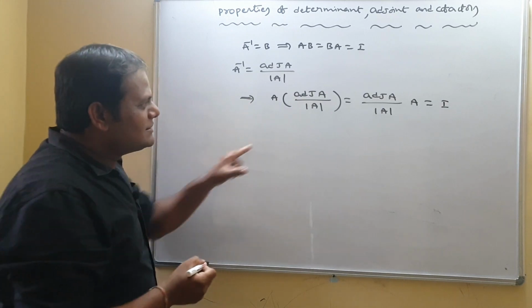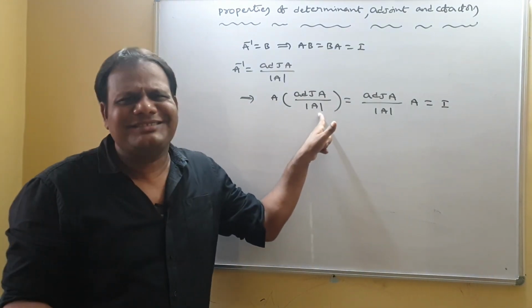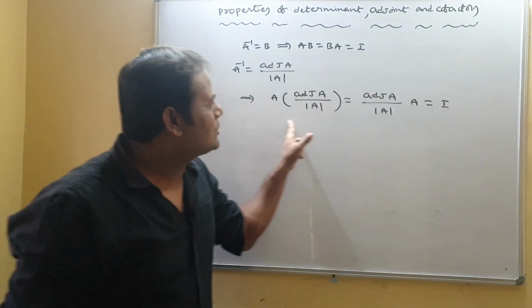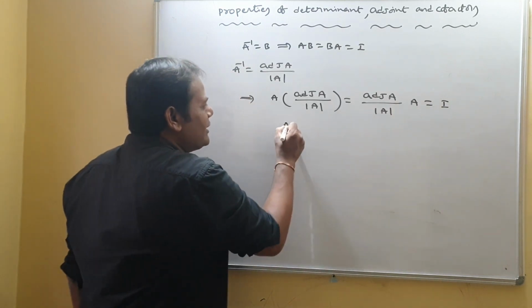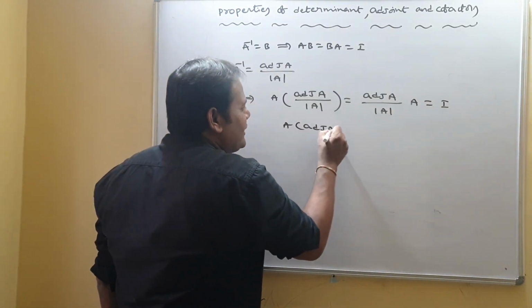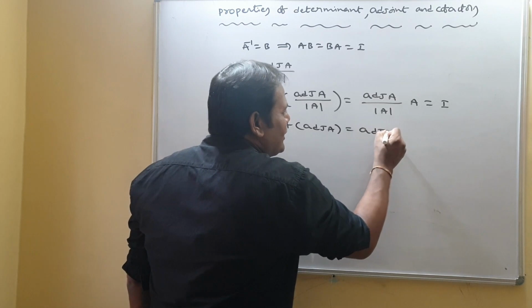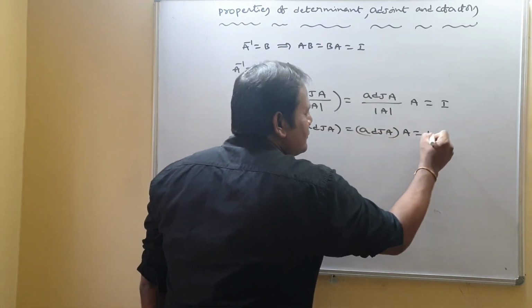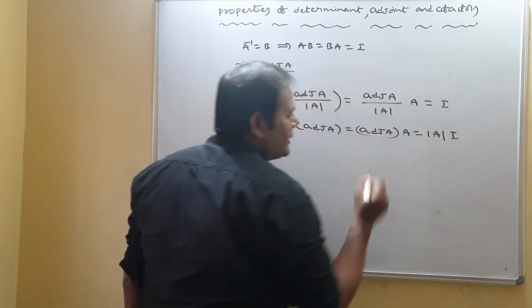Is det A a number? Yes. Determinant is a real number. Do cross multiplication. Then what do you get? You get A into adjoint A is equal to adjoint A into A equals det A into I.